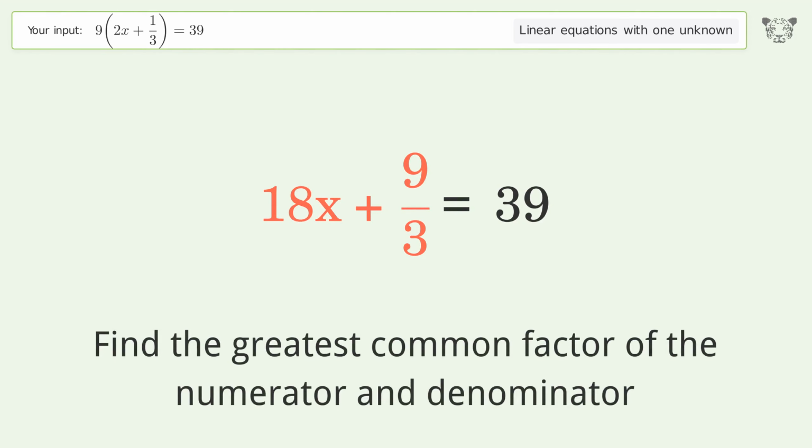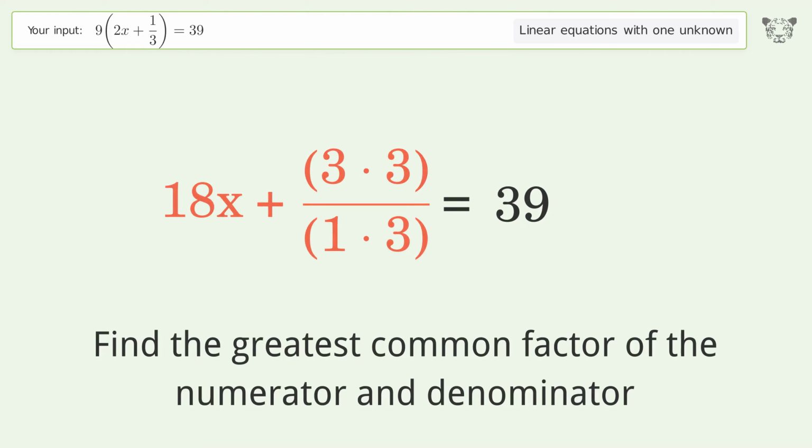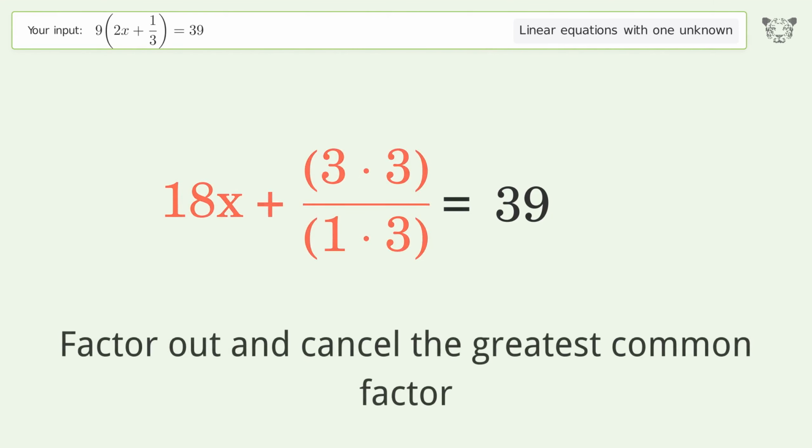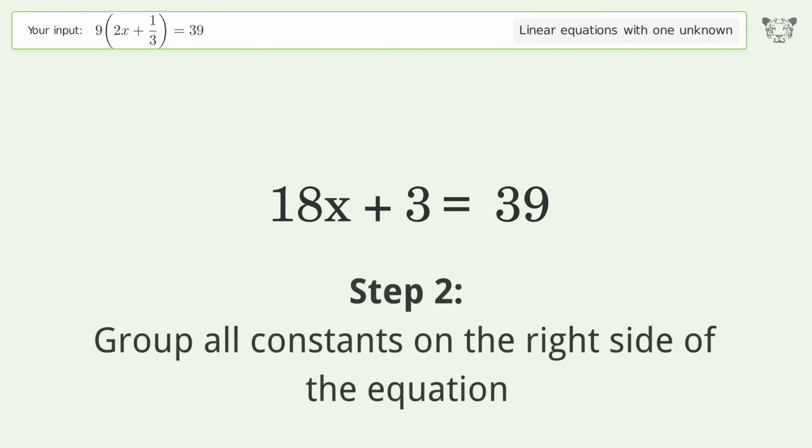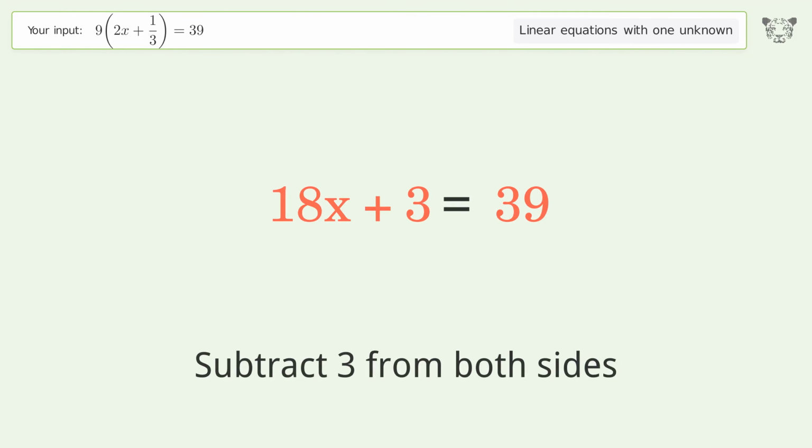Find the greatest common factor of the numerator and denominator. Factor out and cancel the greatest common factor. Group all constants on the right side of the equation. Subtract 3 from both sides.